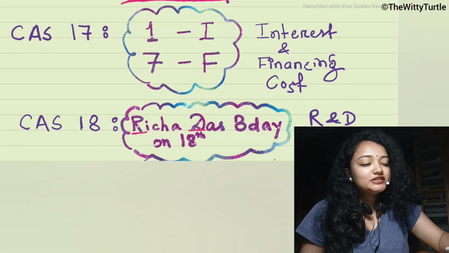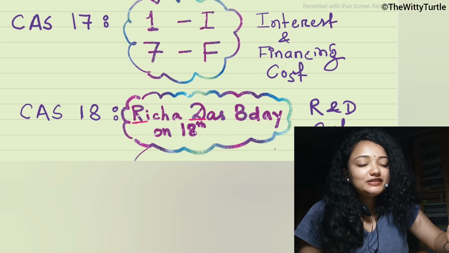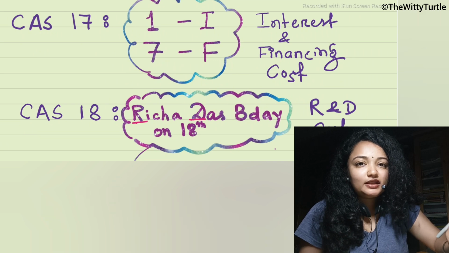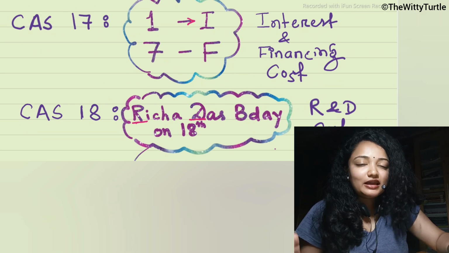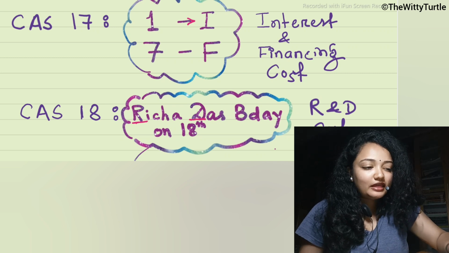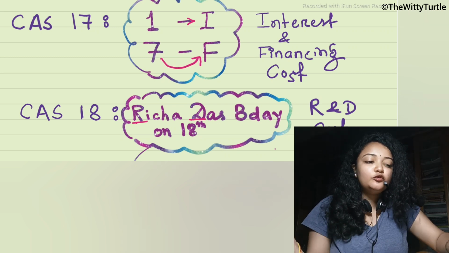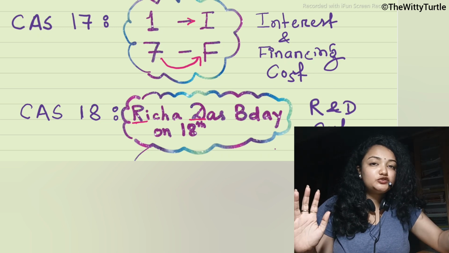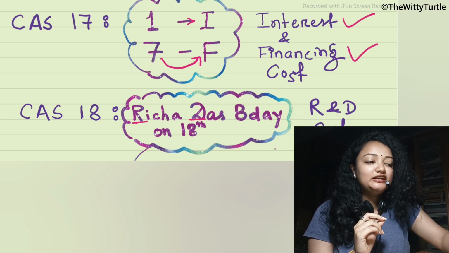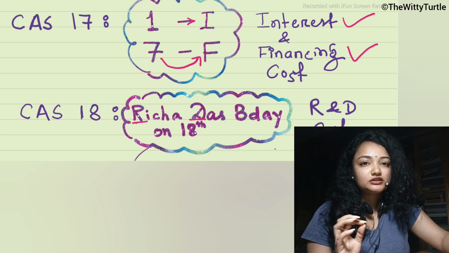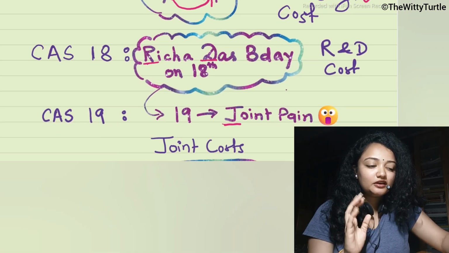Okay, now let's come to CAS 17. 17 is 1 and 7, right? 1 can be written as I also. 1 and I look very similar, right? And this is your 7. If you see the mirror reflection of 7, then that will look like F, right? So it will be Interest and financing cost. Your CAS 17 is Interest and financing cost, right?